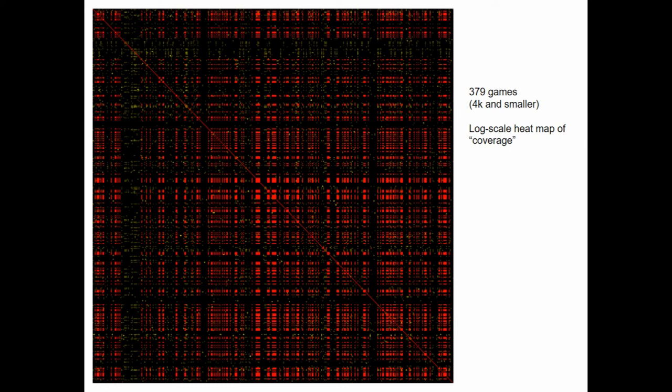And this is the final analysis. This is a heat map of what I call coverage. Now, this is really a first-order approximation to code reuse. And what you're seeing here, or actually more what you're not seeing here, is you're not seeing a lot of yellow.